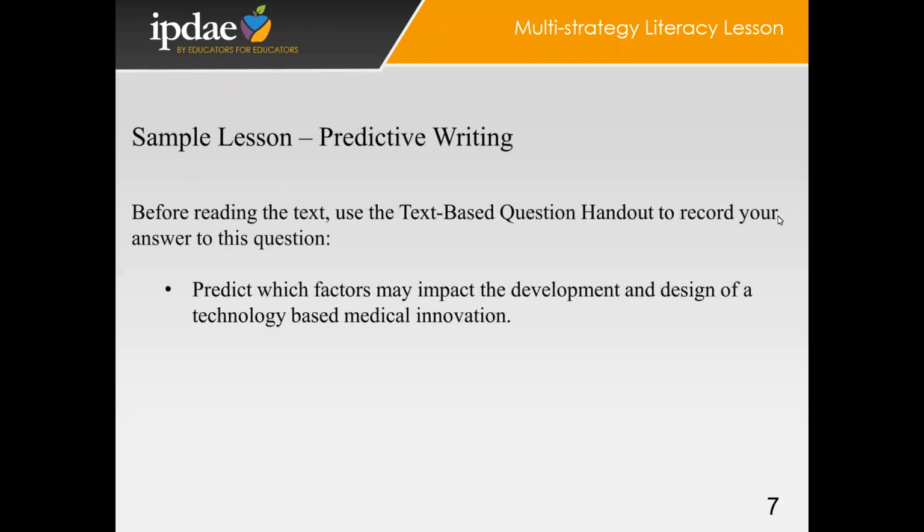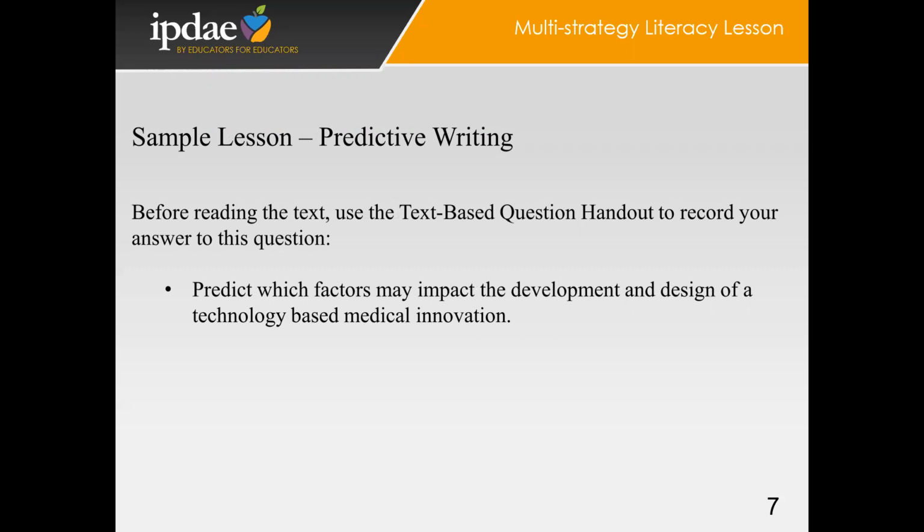Okay. So next up, what we have our students do. If you look at the writing response to reading handout, if you click on that link or go to the handout you may have received earlier, you'll see we've got a question on there. So what we typically do now is ask a predictive question. In this case, it says predict which factors may impact the development and design of a technology-based medical innovation.